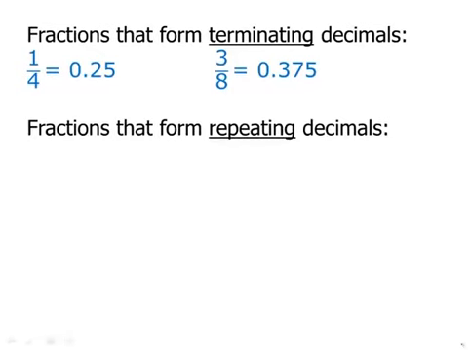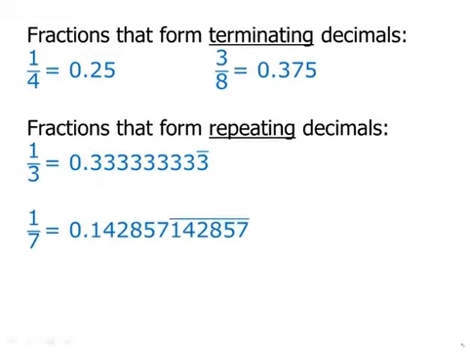Fractions that form repeating decimals. So for example, with 1/3, that's just 0.333 repeating. So it's the same digit repeating over and over again. Technically, to write it correctly, we'd have to write an infinite number of threes. That would be inconvenient. Instead, we write it with a bar over the last three, and that bar just means continue to repeat this decimal forever.